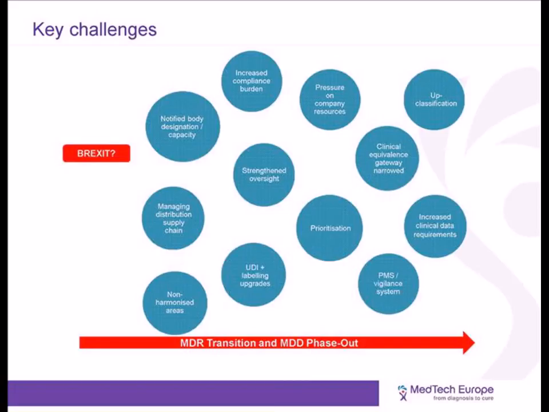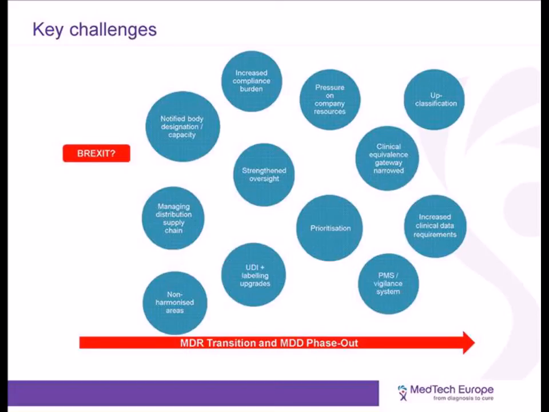Authorized representatives, in particular, should note that they must terminate their authorized representative mandate in cases where the manufacturer is found to be non-compliant with the legislation. And authorized representatives may be very incentivized to do so in view of their own prudential product liability exposure.